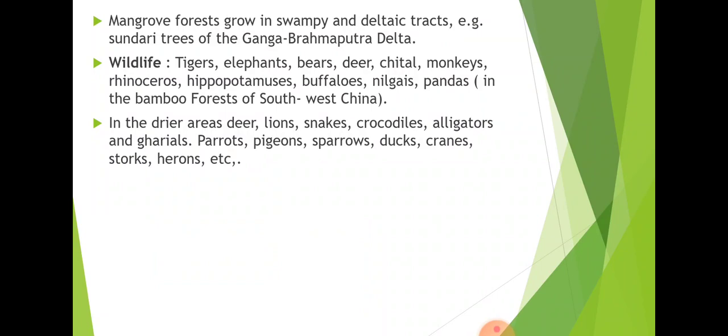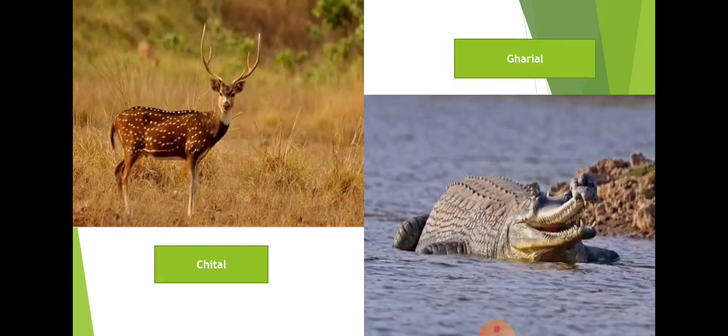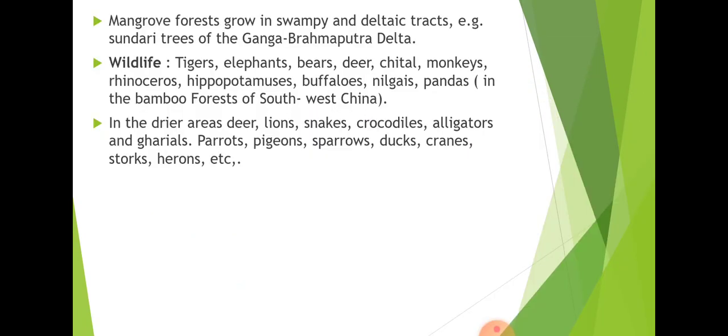So these are the animals found in these regions, and these are all part of the mangrove forest. So what is the mangrove forest? The forest found in swampy and deltaic tracts, meaning where a delta is found, like the sundari tree in the Ganga Brahmaputra delta. The Ganga Brahmaputra delta is the world's largest delta where the mangrove forest grows, and it is also part of the tropical deciduous forest.